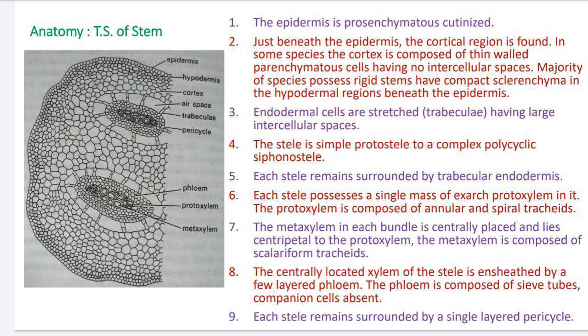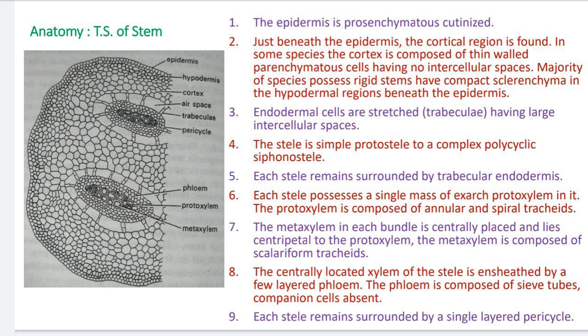Now the anatomy means the internal structure of the sporophytic plant body. First anatomy is the transverse section of the stem, meaning the anatomy of the stem. Okay. Number 1. The epidermis is prosenchymatous and cutinized. Okay. Epidermis is a single layer which is prosenchymatous and which is further covered by the cuticle.